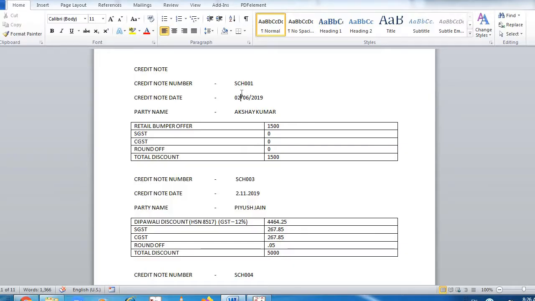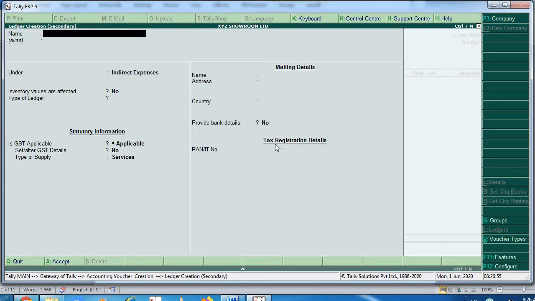Now this Akshay, is he coming under any GST? No, he's not coming under any GST. We are providing him 1500 rupees discount, so GST is not there. So here it will be scheme, and earlier we were receiving in debit note. Here in credit note we are giving discounts. So scheme and discount given at the rate, the taxable is nothing, 0%.